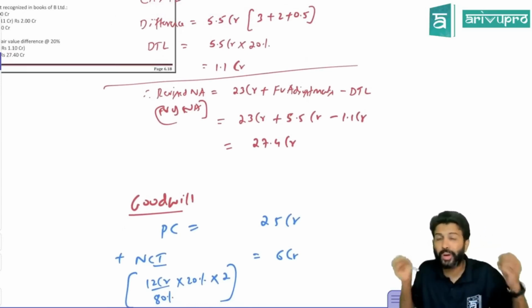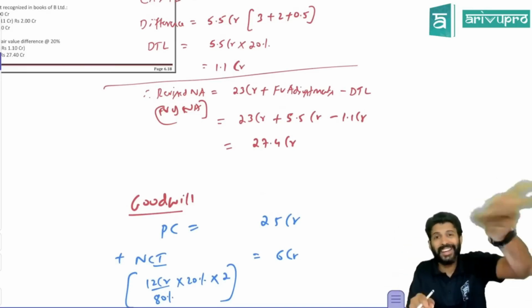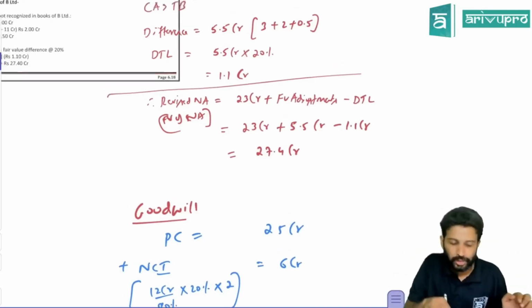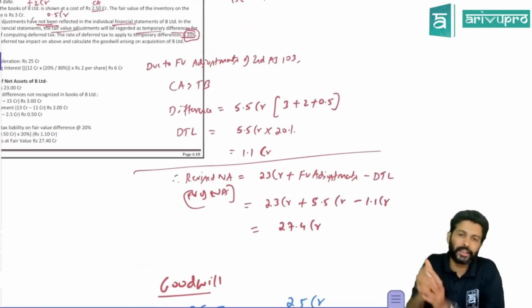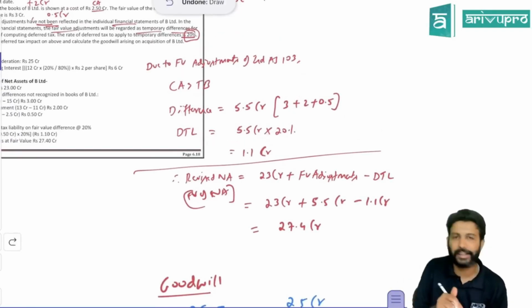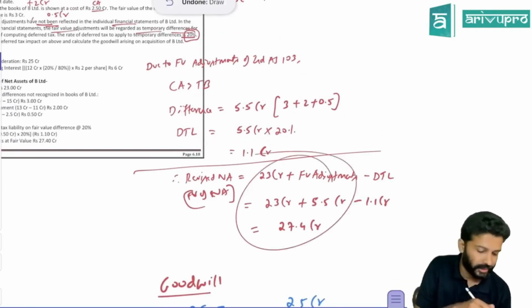That's okay. So don't directly take net assets, because DTA and DTL will also affect net assets. So always in business combination, whenever they give you a tax rate, first find out DTA, DTL, then work out the revised net assets. Okay.